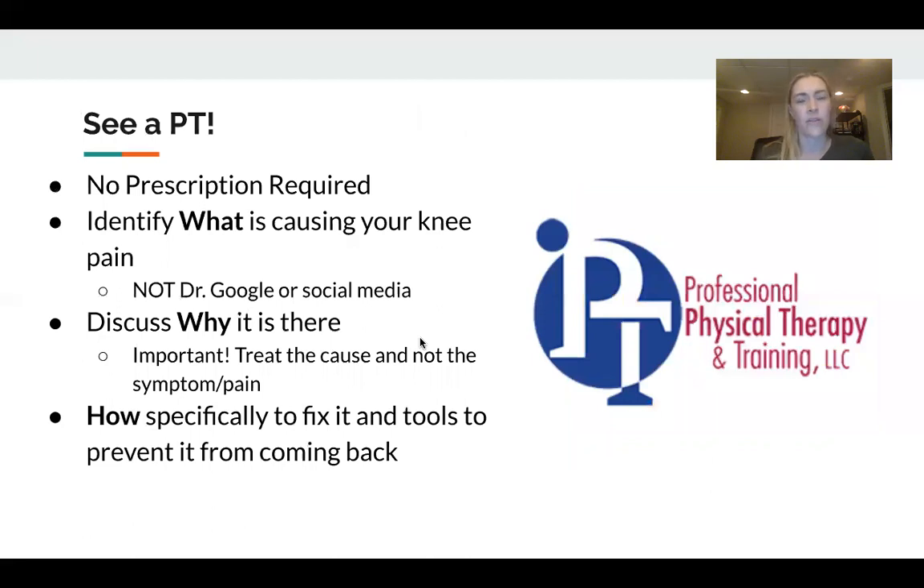And lastly, it's just great to talk to a physical therapist, especially if you have knee pain. We're direct access in New Jersey, so you don't need a prescription to come in. In your first visit, if you haven't been to physical therapy before, you'll find out what's causing your knee pain. It's not Dr. Google or social media that you're learning your information from. You'll learn why it's there. And this is very important because we're treating the cause and not the symptom, like those quick fix options. And then also you'll learn how to specifically fix it, and you'll have these tools to prevent it from coming back.